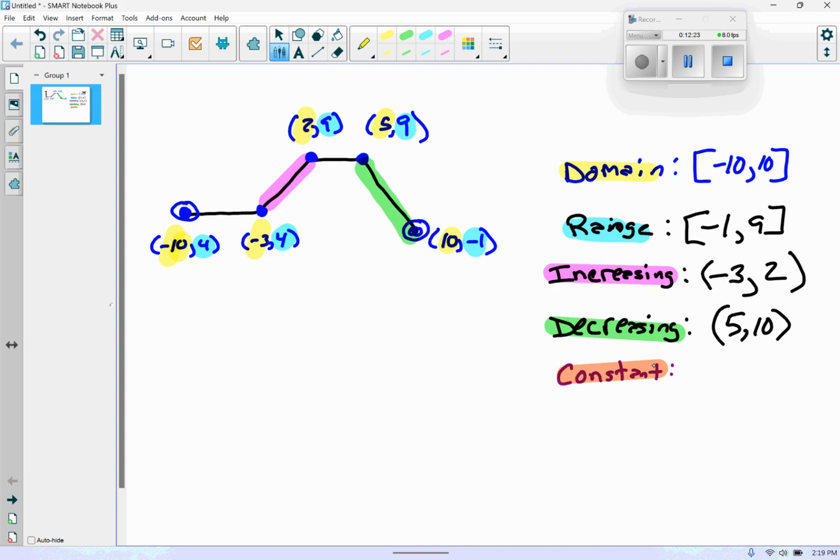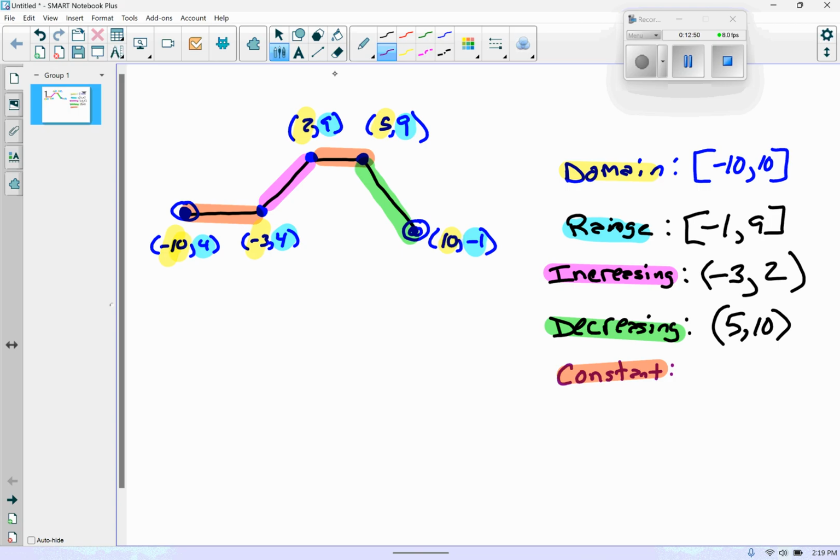Constant. Constant. Horizontal line. Constant. Here, here. 2 places it's constant. Okay? 2 places it's constant. Constant made a horizontal line. That's all we're saying. Horizontal line with that. Okay?